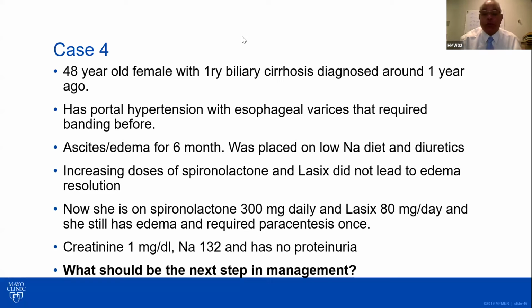Dr. Nawaf wants to put up the doses. Yes, the recommendation is to increase to 400 a day of spironolactone and up to 160 milligram per day of Lasix. Anybody else want to do anything different? Check urinary sodium and potassium. I like that.